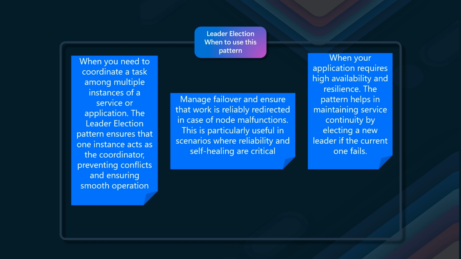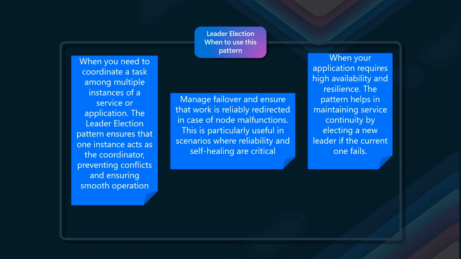Consensus algorithms. Implement consensus algorithms to manage failover and ensure that work is reliably redirected in case of node malfunctions. This is particularly useful in scenarios where reliability and self-healing are critical. Using off-the-shelf solutions: when you prefer not to implement a leader election algorithm from scratch, off-the-shelf solutions such as Apache Zookeeper can be used to manage leader elections and coordination tasks efficiently.